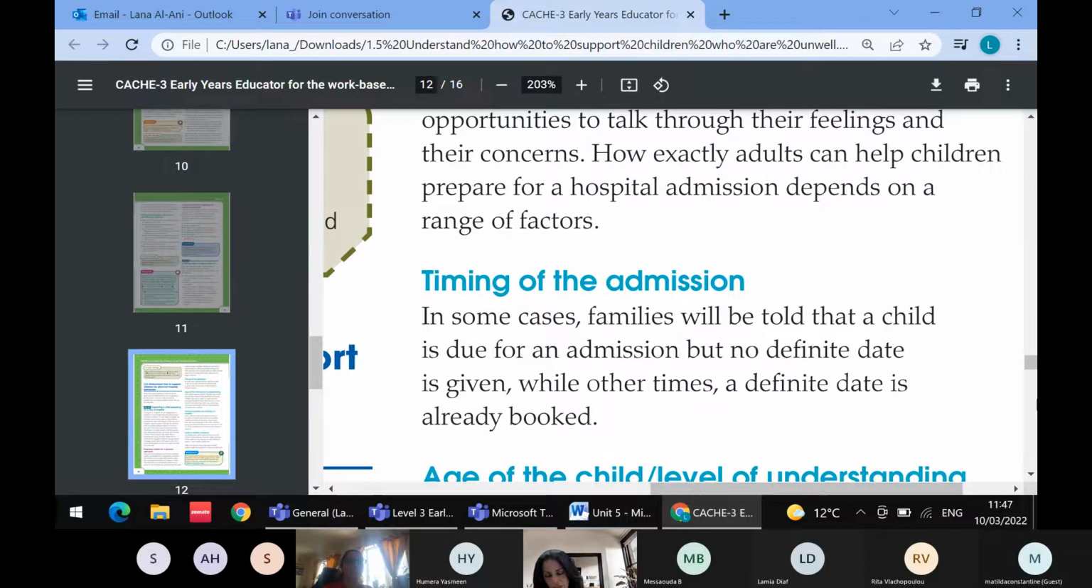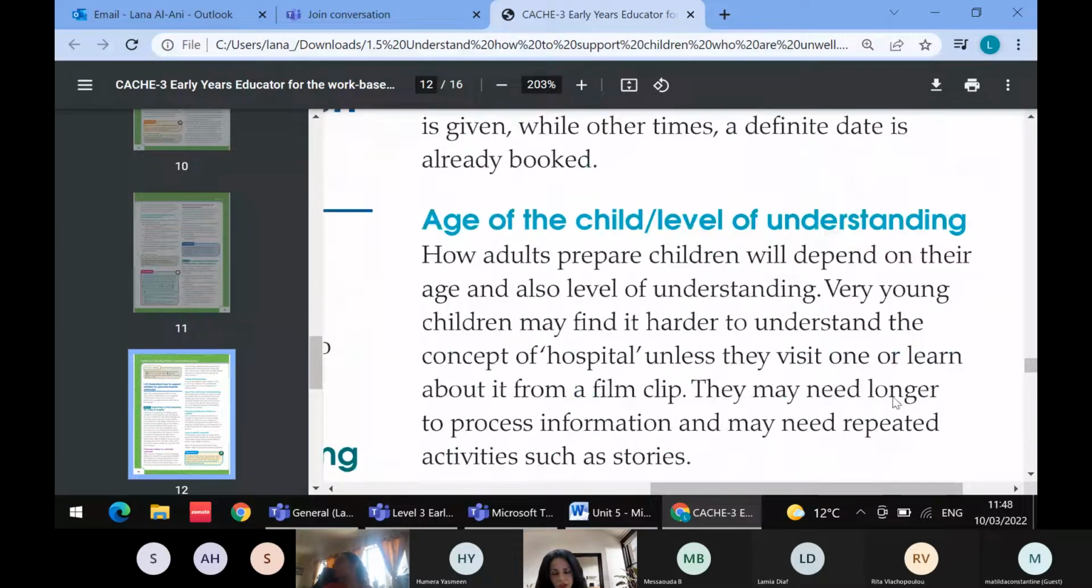Whenever we have the date, we need to make sure to prepare him for that. So first of all, we need the timing. Also, we need the age of the child, if they understand the situation. We need to check if they understand this whole preparation or not.